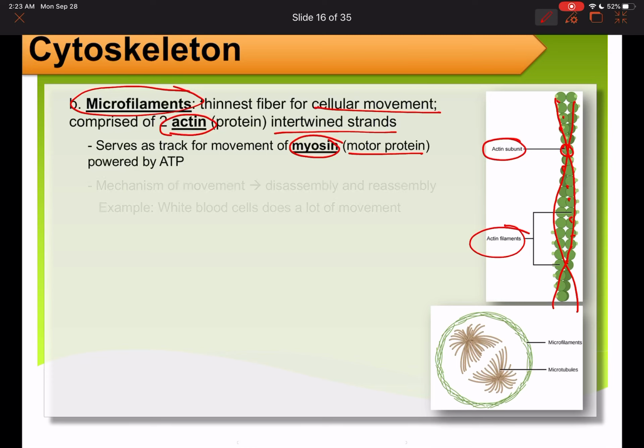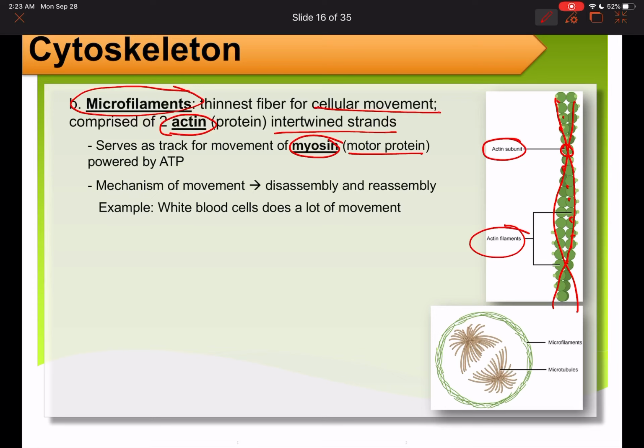Okay, white blood cells a lot of times are required to crawl towards the site of infection to fight a foreign invader like bacteria, for example. That crawling movement or motion is made possible by the disassembly and reassembly of these microfilaments within the cell.